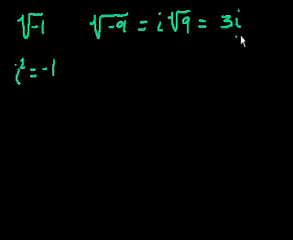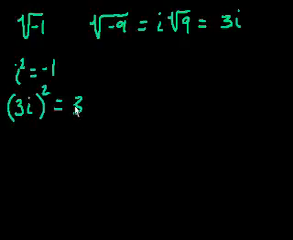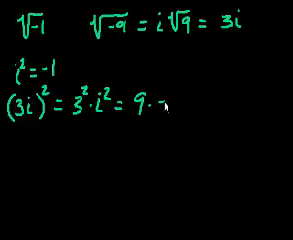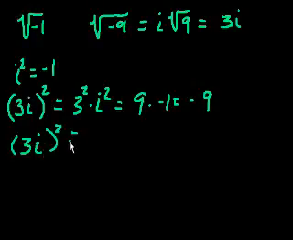And how can we say that? Well, what happens when you square this thing? So what's 3i squared? 3i squared is equal to 3 squared times i squared. This is just exponent properties. And that equals 9 times -1, which equals -9. So 3i squared is equal to -9.